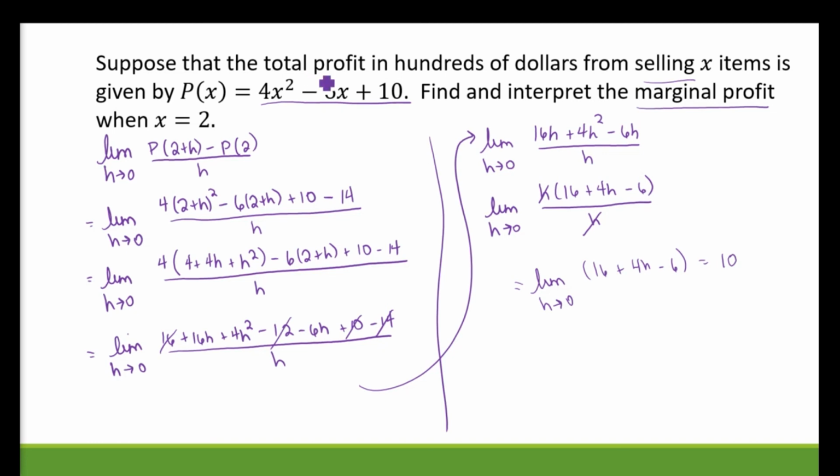So recall that total profit was in hundreds of dollars for selling X items. So this means that when X is equal to 2, the profit to be made from selling one more item would be $1,000.